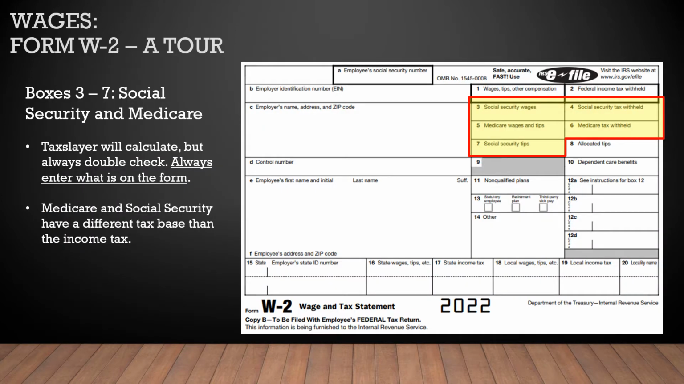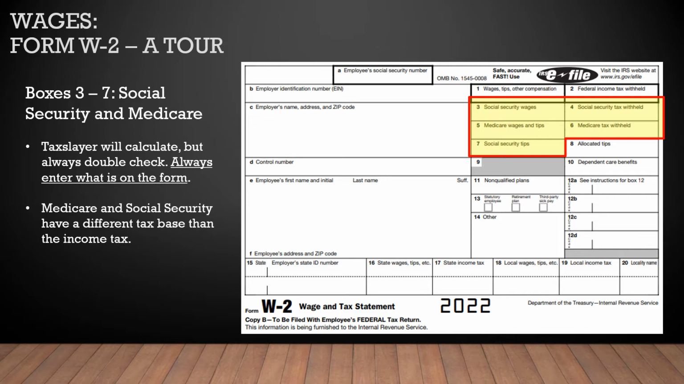Boxes 3 through 7 on the Form W-2 are where the employer reports Social Security and Medicare tax information. Now, TaxSlayer, when you enter box 1 into the software, will automatically calculate these boxes. But it's always important to double check with the form. As we talked about earlier, always enter what is on the form. So you might need to change the entry from what the automatic calculation was.